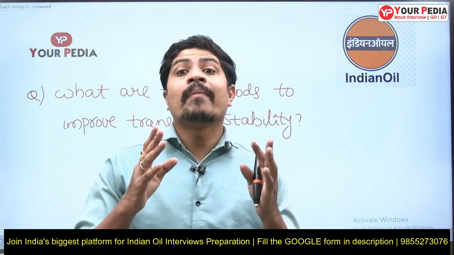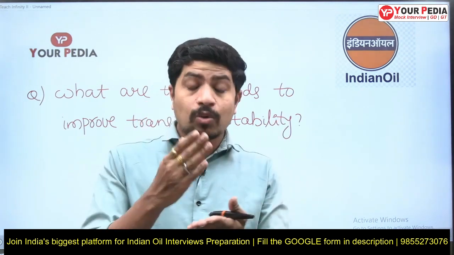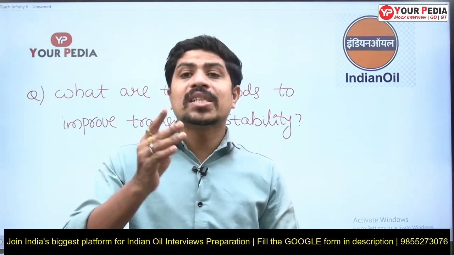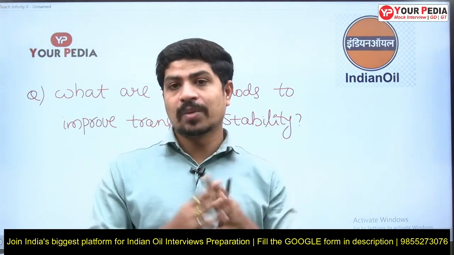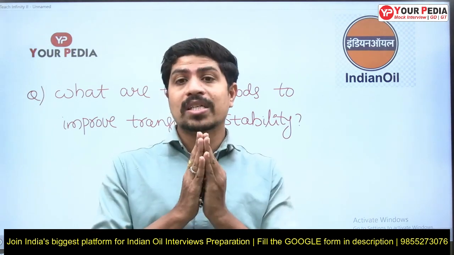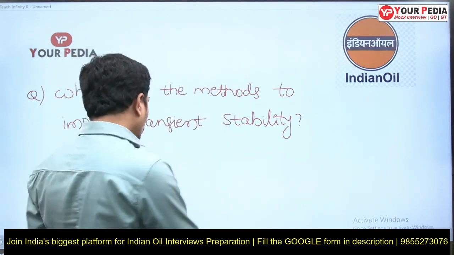What are the methods to improve transient stability, they ask. To answer this question, one must have a good idea of what is stability, then what is transient stability, then the different equations of the power system network. The first equation we have to consider is the swing equation. Let's see how to improve stability.